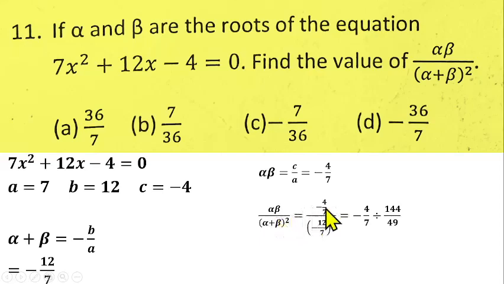If you substitute that here, you have minus 4 over 7 over, in open bracket, minus 12 over 7 squared. So this one will give us minus 4 over 7, divided by the square of this, which gives 144 over 49. You can now change the division to times, so you'll have minus 4 over 7 times 49 over 144. If you reduce that, it will give us minus 7 over 36, which is option C.